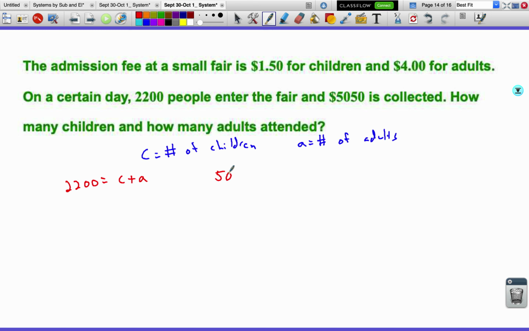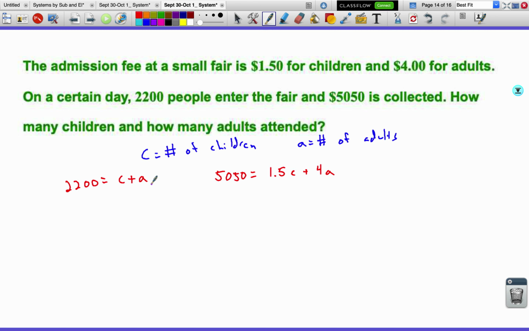Now $5,050 was collected, so we have to multiply the number of children by how much they're paying and the number of adults by how much they're paying. So 1.5 C plus 4A, that gives you how much all of the children paid together, how much all of the adults paid together, add them together. We've got $5,050. From these two facts, we can solve for C and A. We've got two missings, two equations. That's the setup we need.